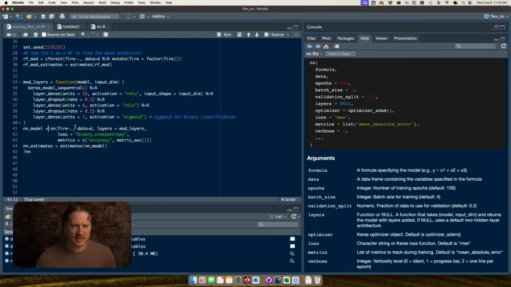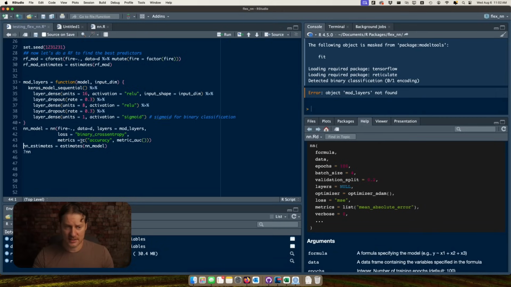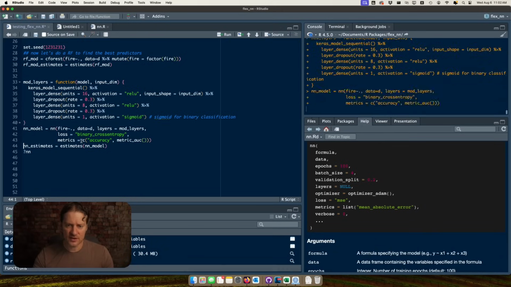All right, so once we set the layers, then we specify the formula. So we're saying predict fire from everything else. We are using the data set that we brought in earlier called D, and then we are using these layers. And then the loss function is binary cross entropy. Not exactly sure what that means, but again, it's one of the suggested ones for a binary outcome. And then I am asking it to track accuracy as well as area under the curve. So if I do all that, oops, got to read the layers in first.